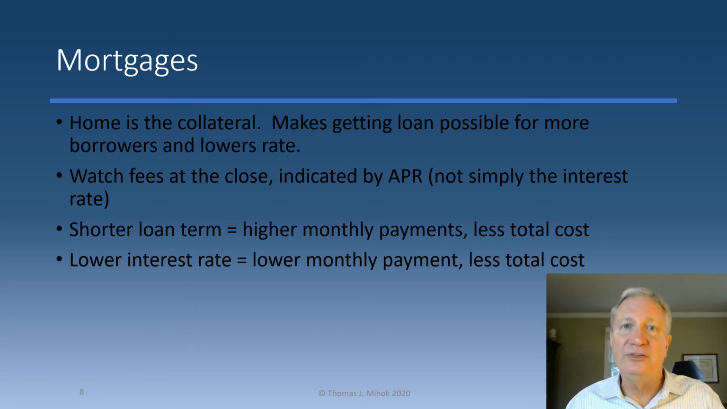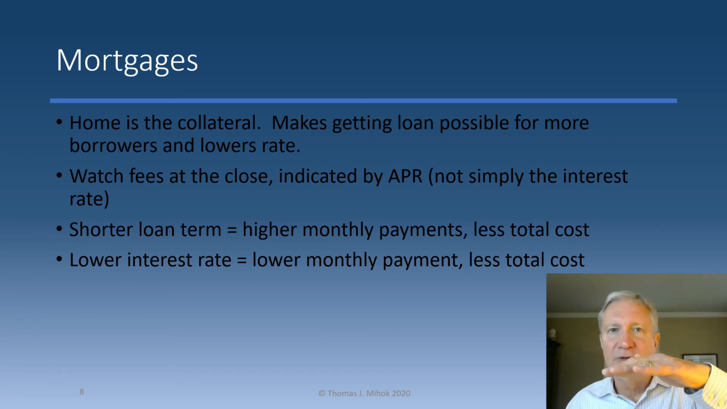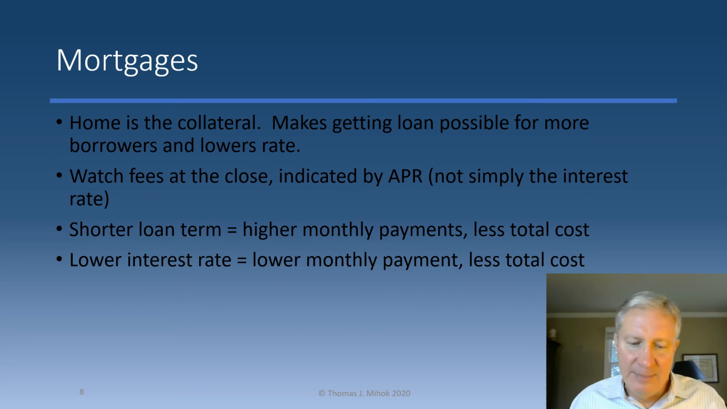There's less risk for the lender. Watch the fees at the close. Those fees are included in what's called the annual percentage rate. It's not simply the interest rate that determines your cost, but all the fees too, which are indicated by the APR. Shorter loan term means higher monthly payments, but less total cost.